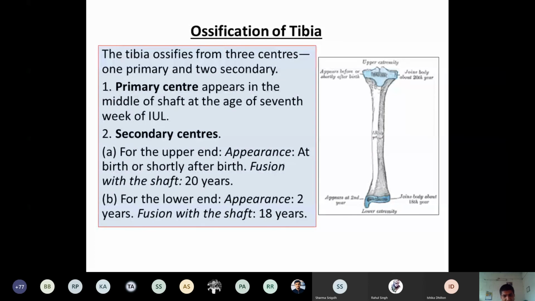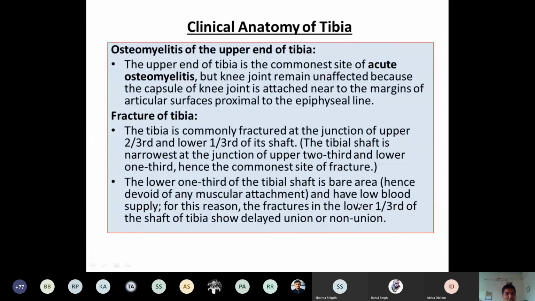Ossification of the tibia, you know it: primary center for the shaft, and secondary centers for the upper end and the lower end. And fracture of the tibia: what will be the fracture of the tibia? The tibia is commonly fractured at the junction of the upper two-thirds and lower one-third. This you remember. The lower one-third of the tibial shaft is a bare area, with less musculature and low blood supply. For this reason, a fracture in the lower one-third of the shaft of the tibia results in slow, delayed union or non-union.